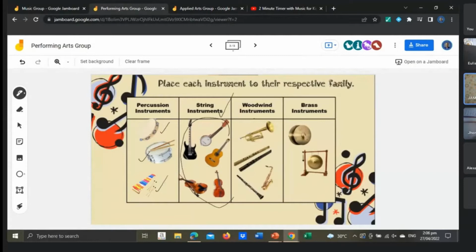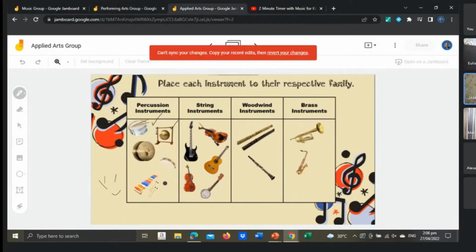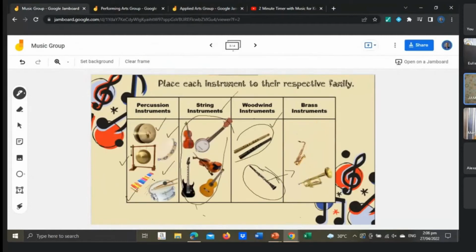Next, let's try the performing arts group. So trumpet is also a brass instrument, clarinet, and saxophone. These are all brass instruments. Next, for the applied arts, again, clarinet is a brass instrument. So we should put the clarinet here in the brass instrument. So lastly, we have the brass instrument. So we have here saxophone, trumpet, and clarinet belong to brass instrument.